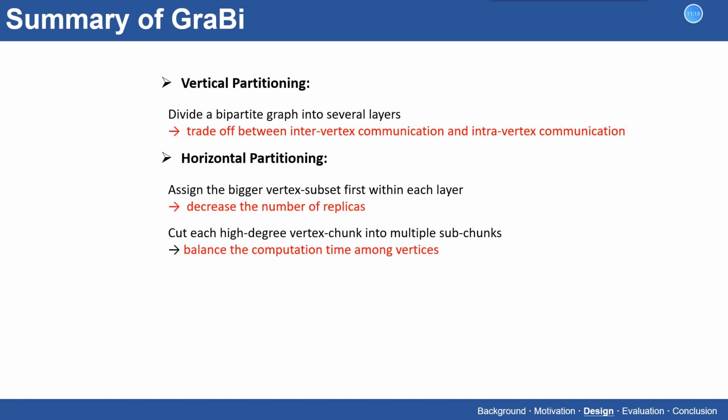In the horizontal partitioning, GraBi gives the bigger vertex subset a higher priority and assigns its vertices first within each layer to reduce the number of replicates. And then GraBi decomposes each high-degree vertex chunk into multiple subchunks and uses a set of hash functions to evenly distribute the generated subchunks over computing nodes to balance the computation time among vertices.